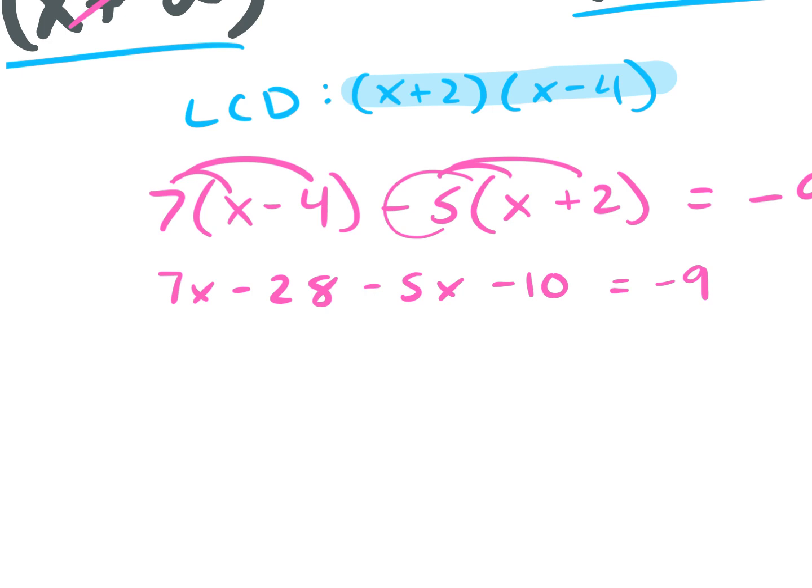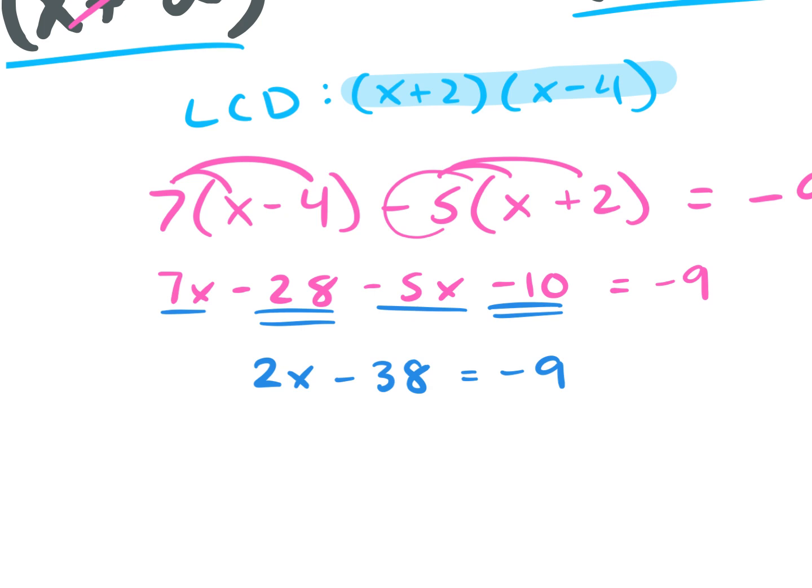What would I do next? Combine like terms. So 7x minus 5x is 2x. Negative 28 minus 10 would be negative 38. That's equal to negative 9. What would I do next? We could add 9, move it over. Am I going to have to factor here or just regularly solve?